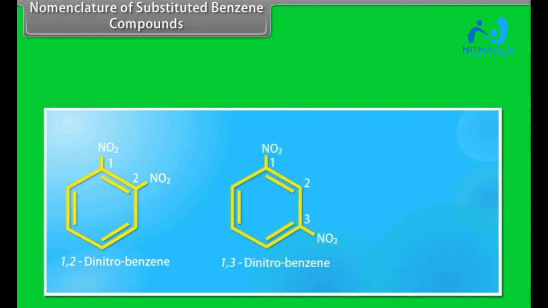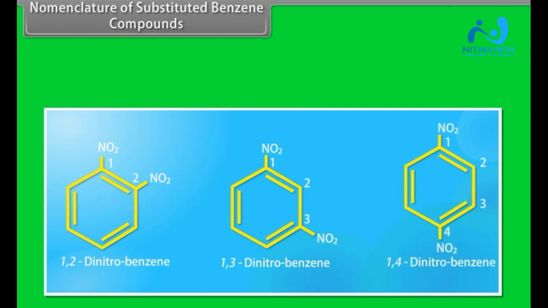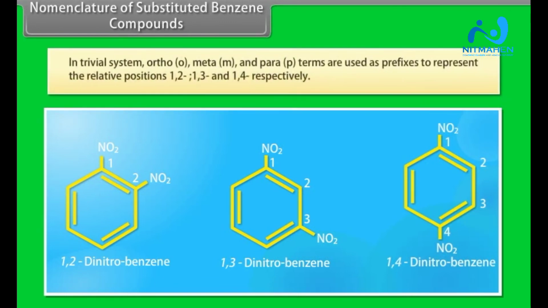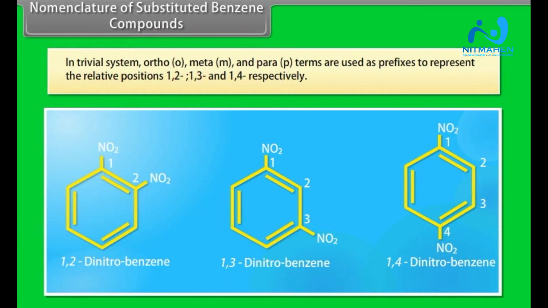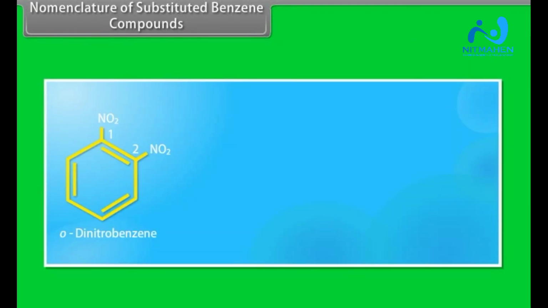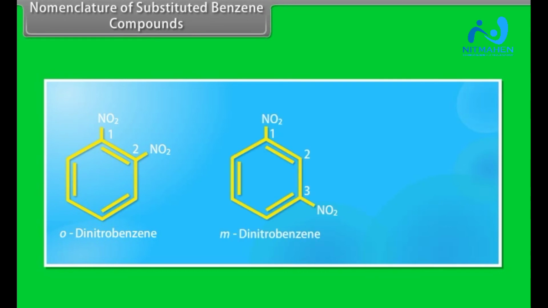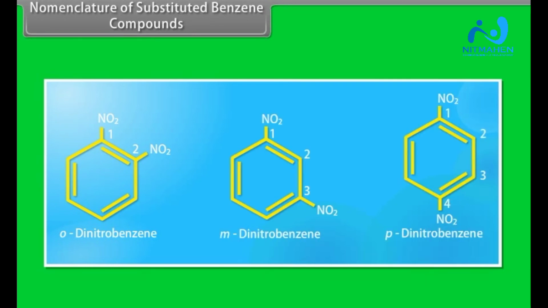1,2-dinitrobenzene, 1,3-dinitrobenzene, 1,4-dinitrobenzene. In trivial system, ortho, meta, and para terms are used as prefixes to represent the relative positions 1,2, 1,3, and 1,4 respectively. For example, ortho-dinitrobenzene, meta-dinitrobenzene, para-dinitrobenzene.